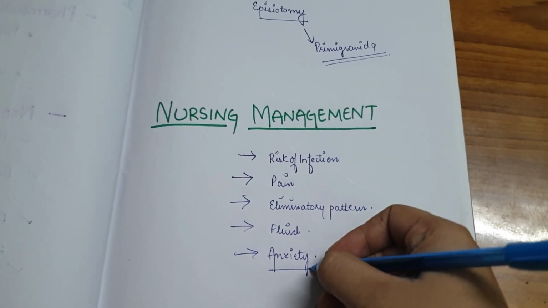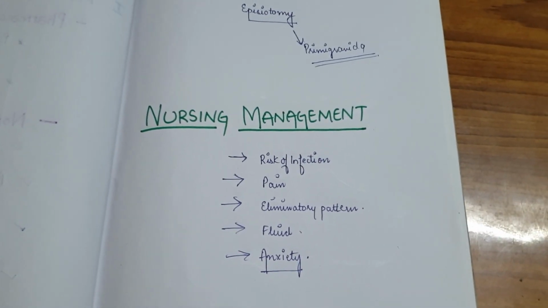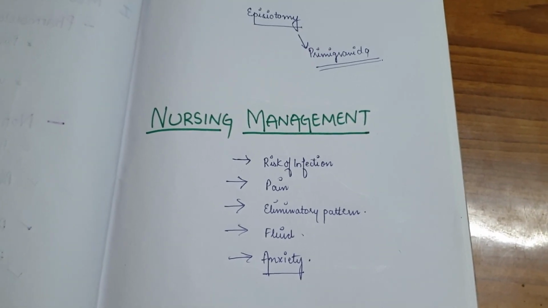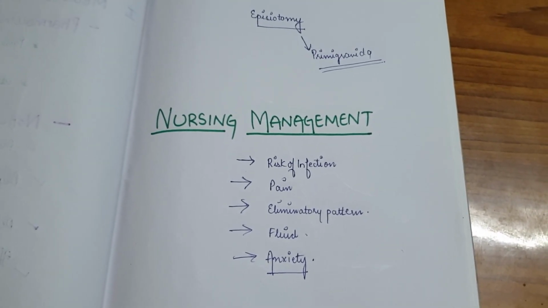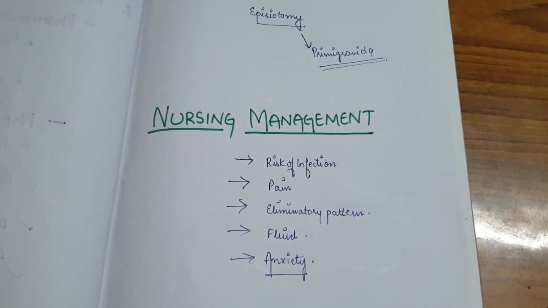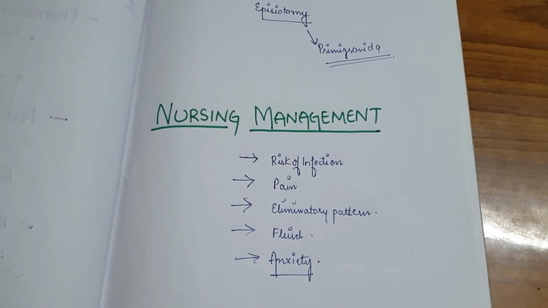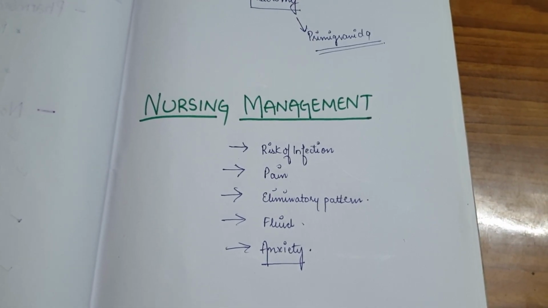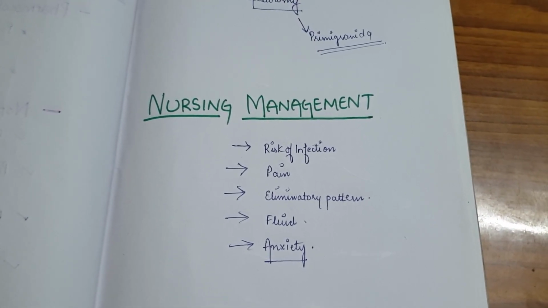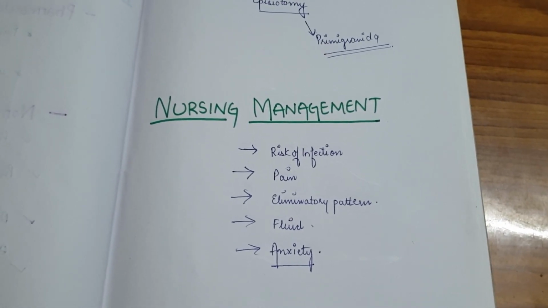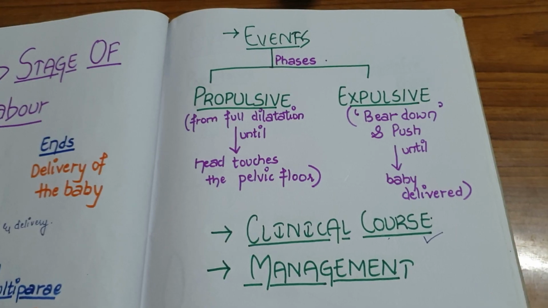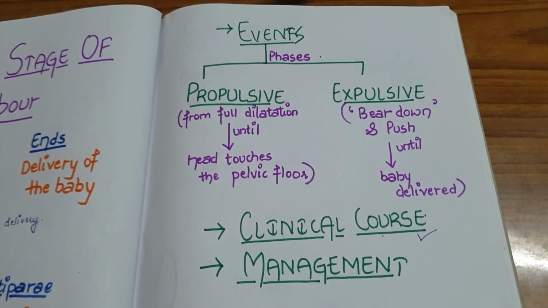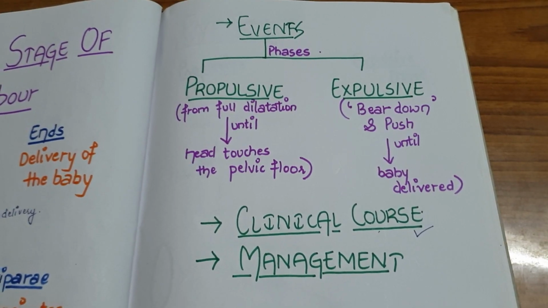So the nursing management you can do according to the marks. If it is an 8 marks question, then you have to explain at least 5 nursing diagnoses. If it is 5 marks, you can explain 2 or 3, but you should frame at least 5 diagnoses. So that's all about the management of the second stage of labor. In today's lecture, we discussed the second stage of labor, its events, clinical course and management.